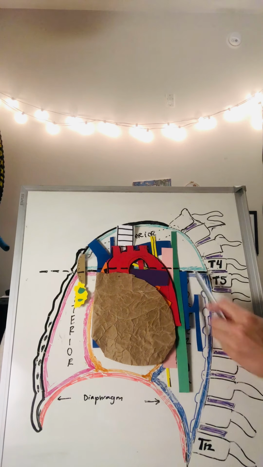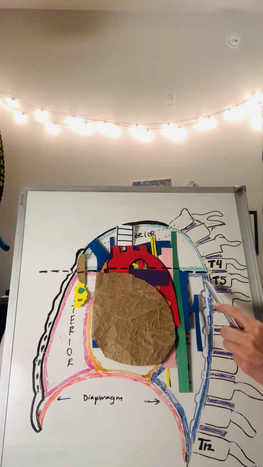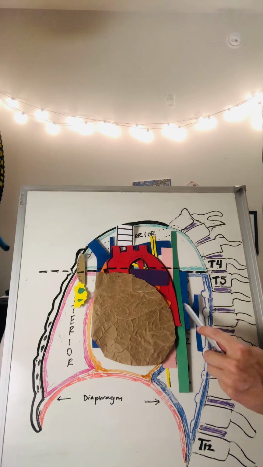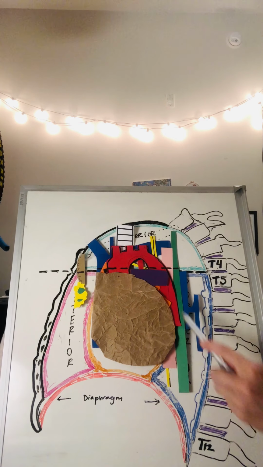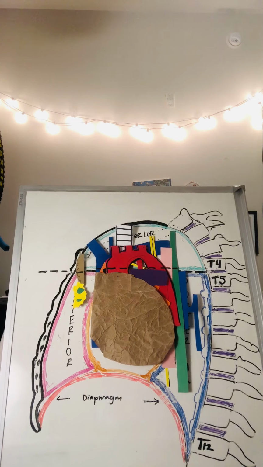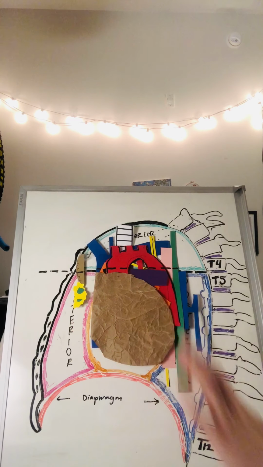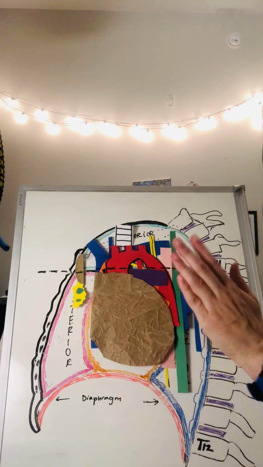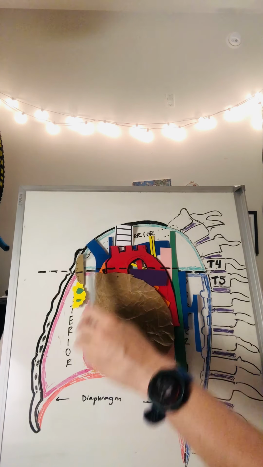connective tissue. In the posterior mediastinum, we have the sympathetic trunk and its splanchnic nerves, the hemizygous and azygous veins, the thoracic duct, the thoracic aorta, the esophagus, and the vagus nerves. In the middle mediastinum, we have the main bronchus and the arch of the azygos, which I don't have pictured here, and then the pericardial sac.